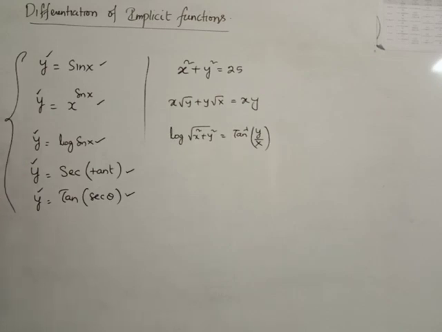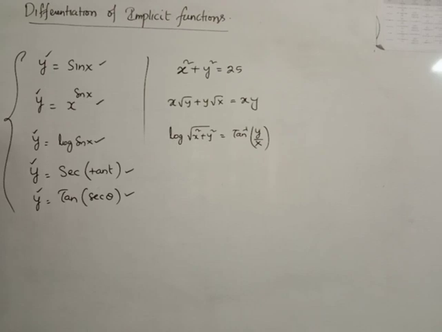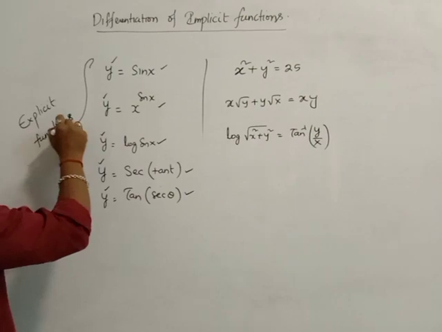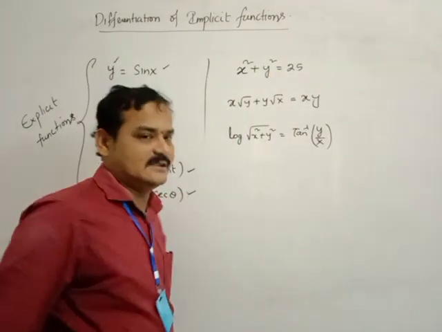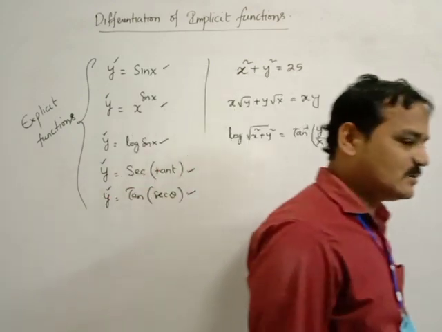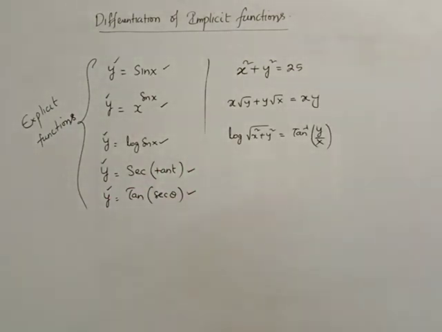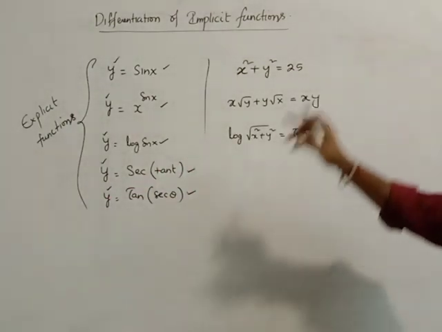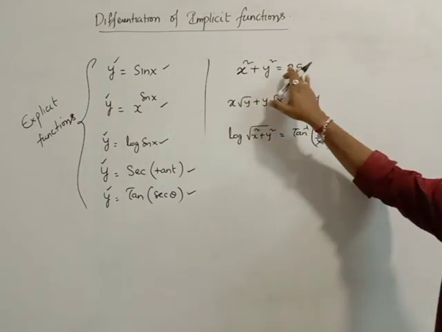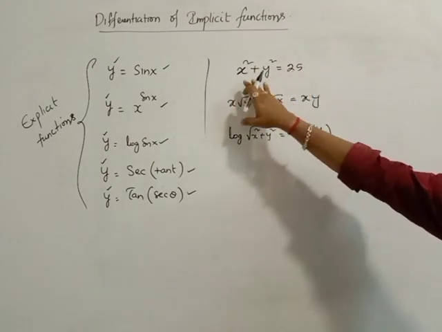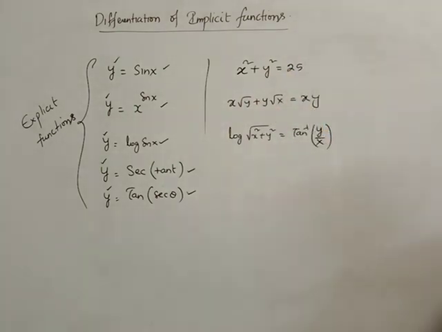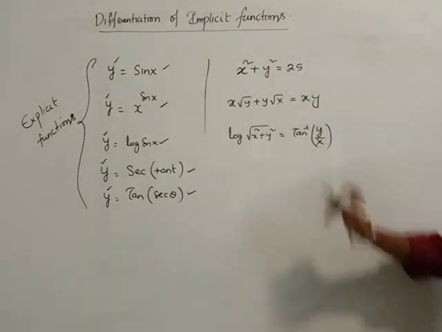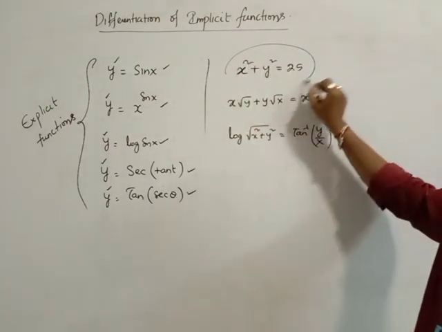These functions are called explicit functions. But carefully observe here: x square plus y square is equal to 25. This is the first example of it. Here, you need to find the value of this one. It must take both variables x and y, because this is the general equation of a circle.